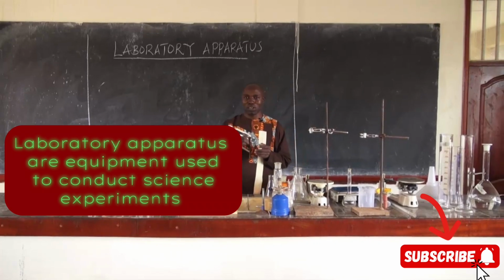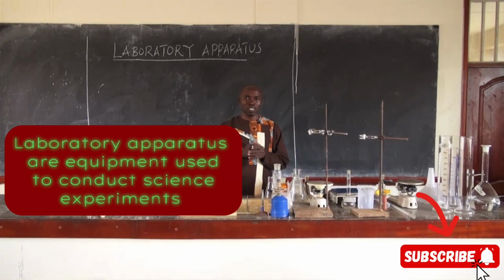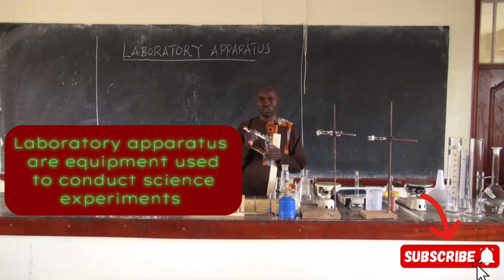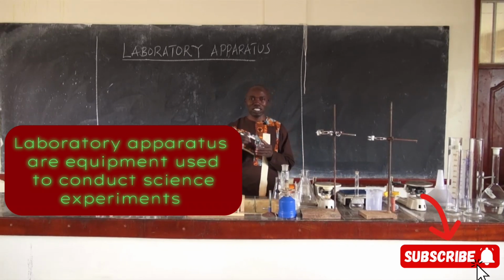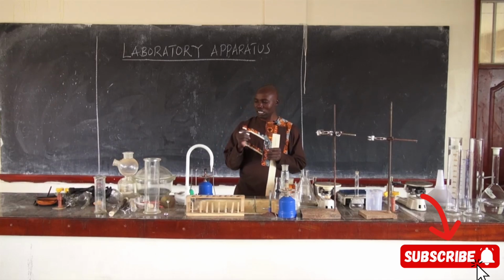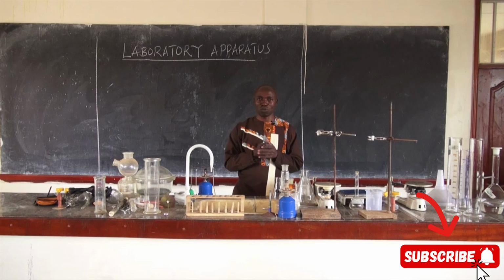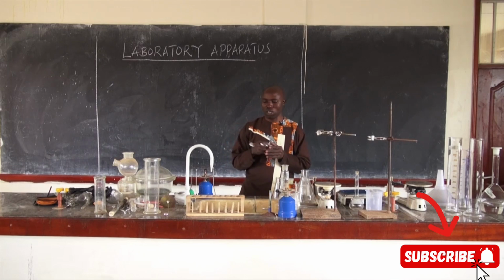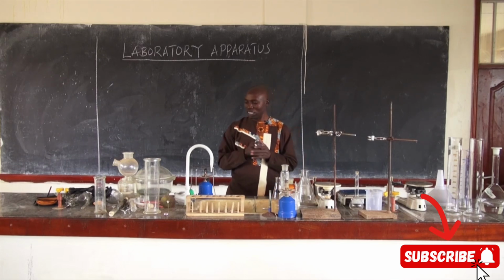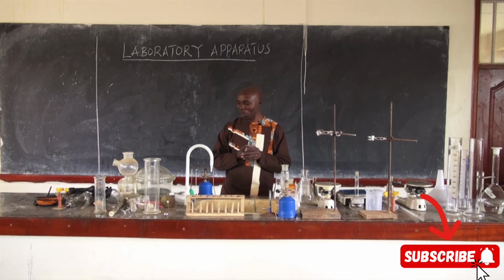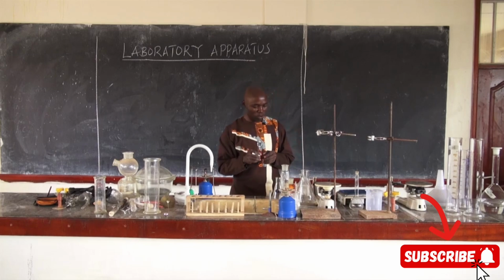Now, laboratory apparatus are just equipment used to conduct science experiments. Now there are so many, but in this video we shall give you quite a number of them, especially the most common ones, demonstrating to you how we can use them. Now let's start over. There are so many before me, but let me pick one by one as we show you. I have the first one here with me.